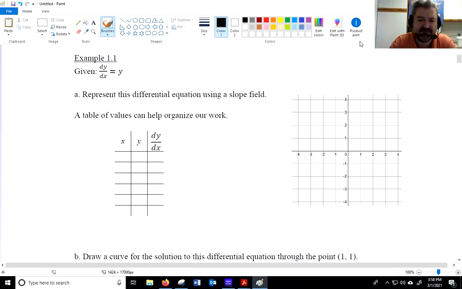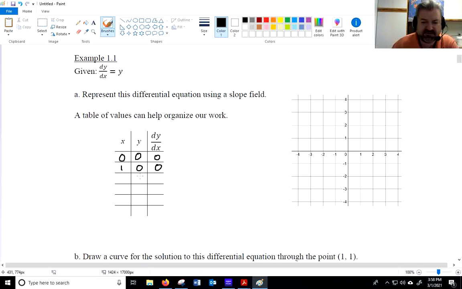Making a table of values is a good idea to help you organize your work, but it would be difficult to make a table of values for every single point on this graph. So usually we just want to do enough to get the pattern. So I'm going to start with x equals 0 and y equals 0. Well, it turns out that if y is equal to 0, dy/dx is equal to 0. And it doesn't matter what the x is, the dy/dx will only be 0.